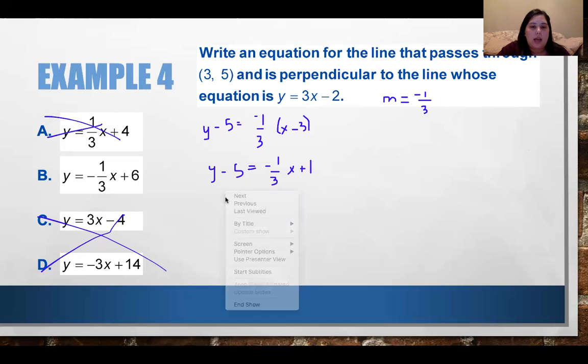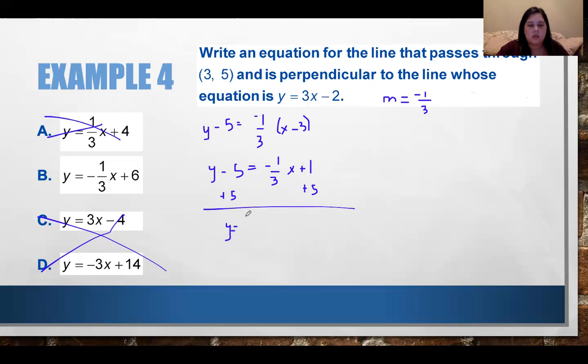So we're going to add 5 to both sides, and we get y equals negative 1/3 x plus 6, because 1 plus 5 is 6. So yes, it does check out that B is our answer.